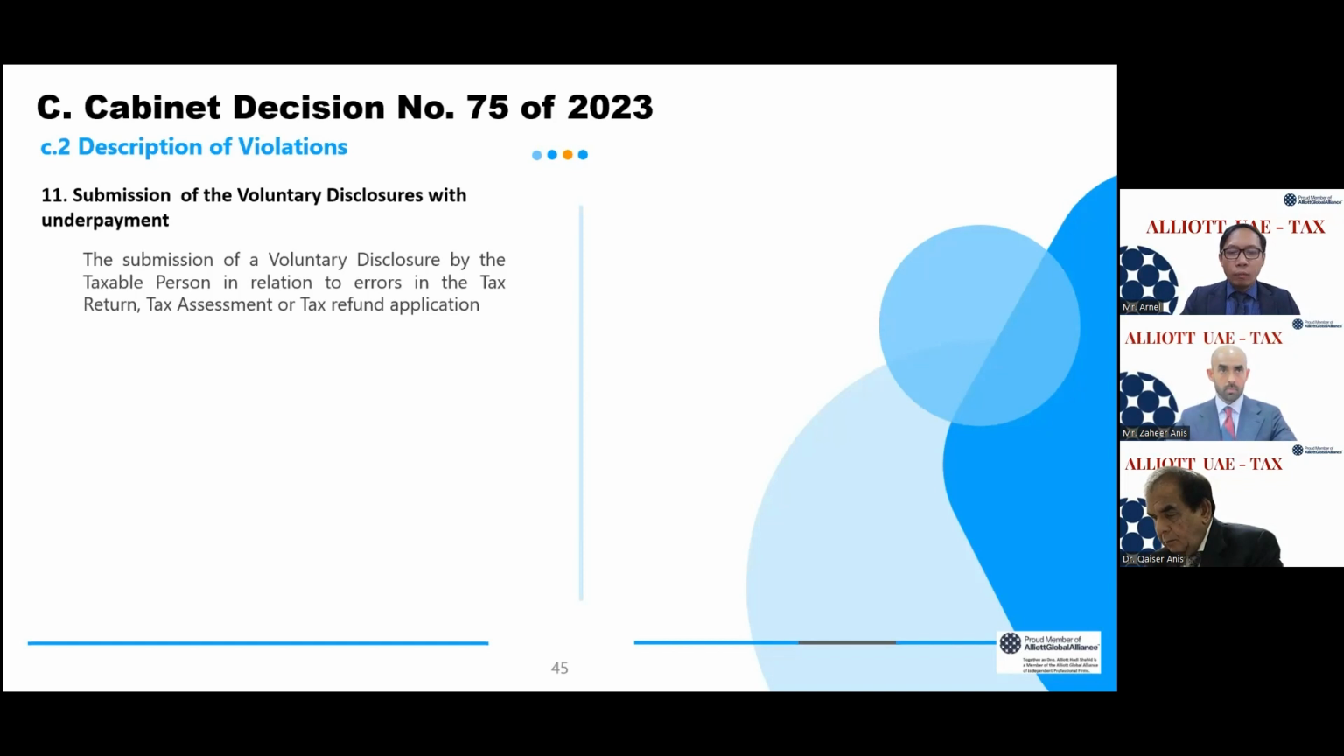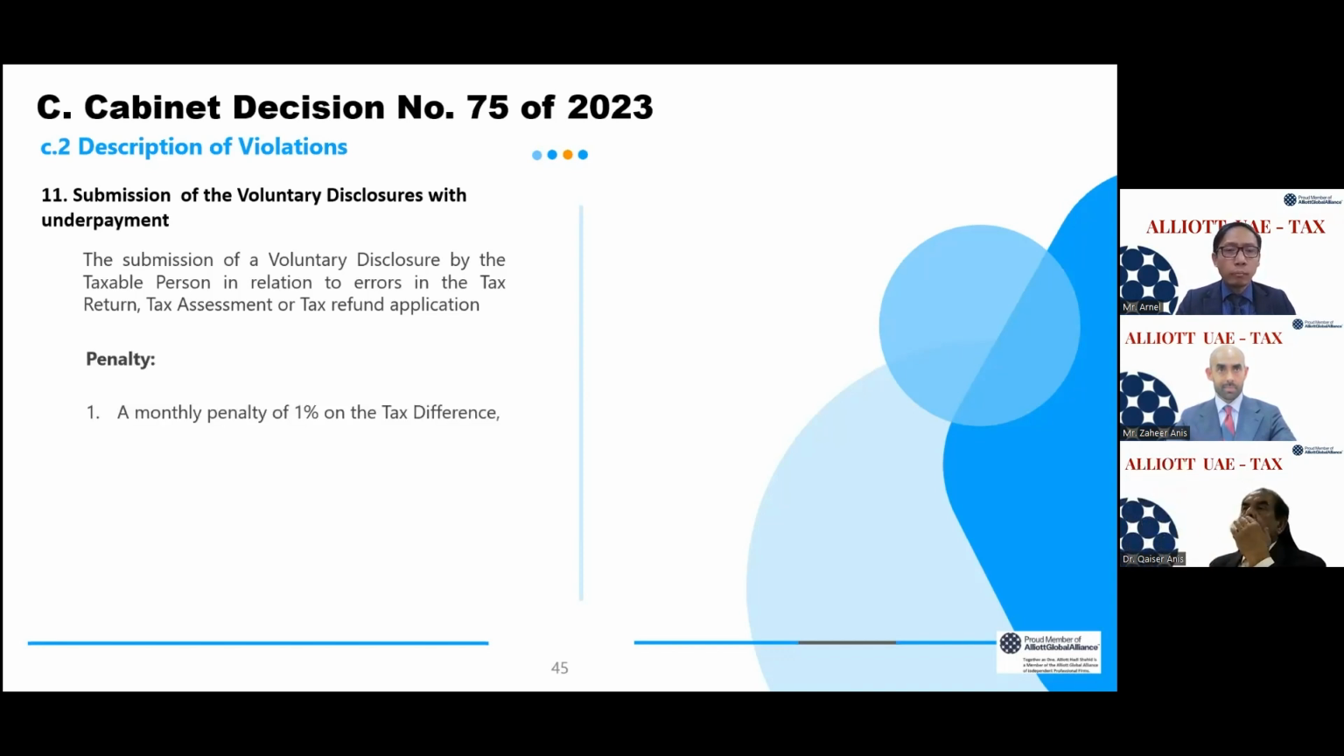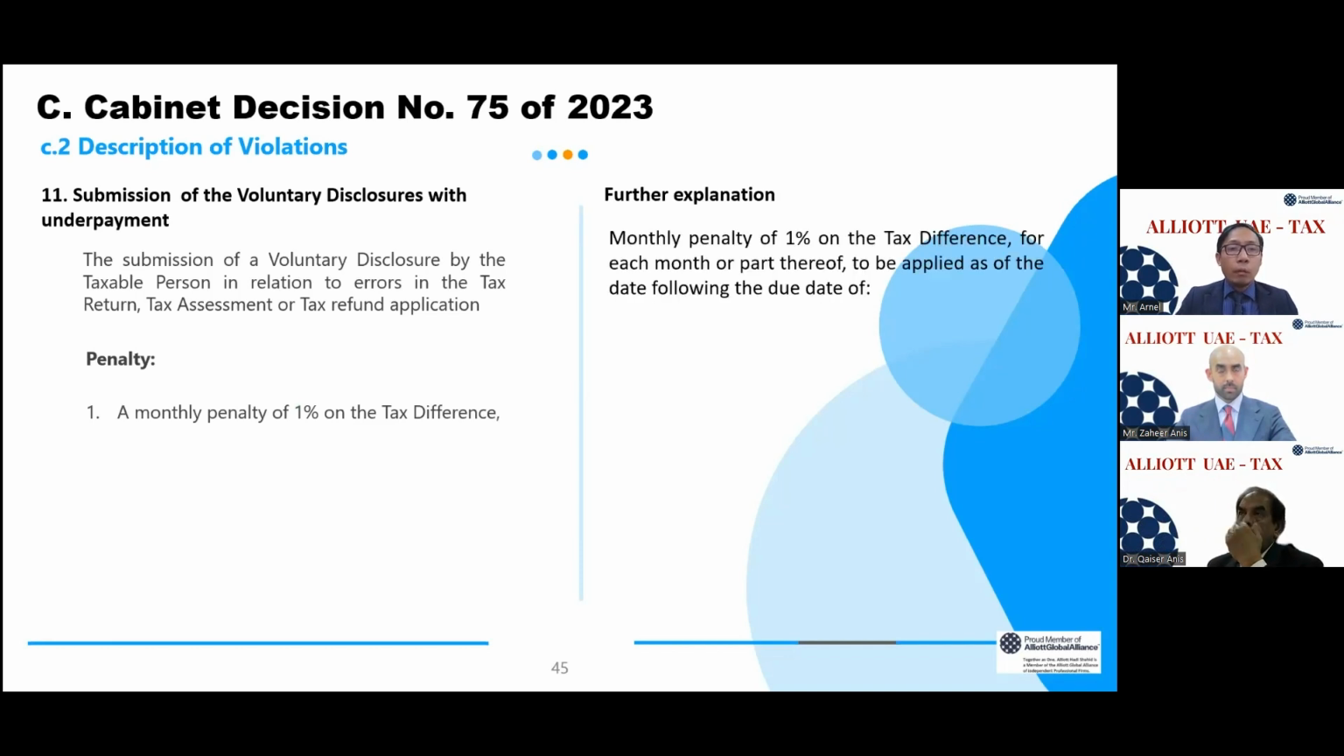There's also the possibility that you make a refund claim and it turned out that you were over-refunded. In this case, the best way to correct all those things is to file a voluntary disclosure. Before, we mentioned the fixed penalty that relates to that. However, there's also what we call a monthly penalty of 1% on the tax difference.